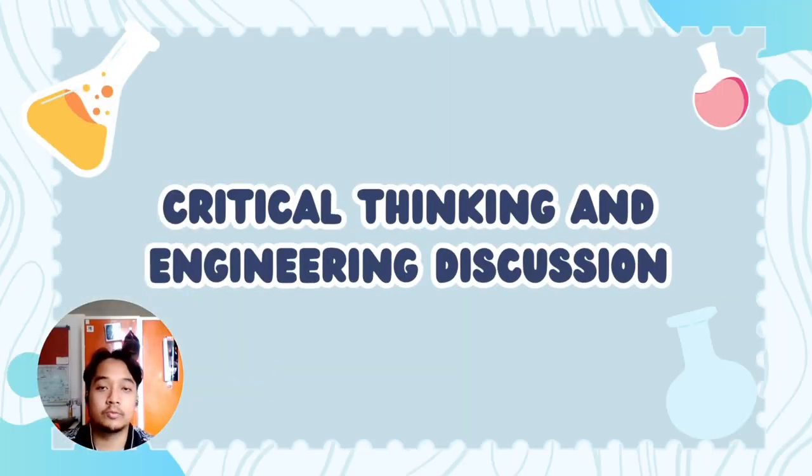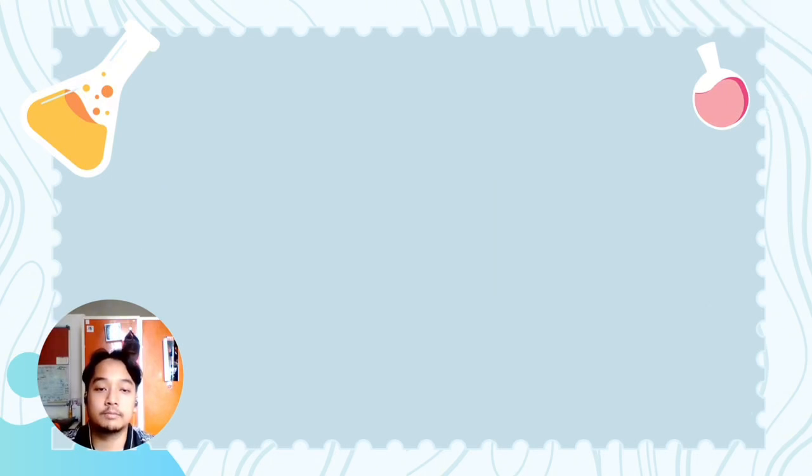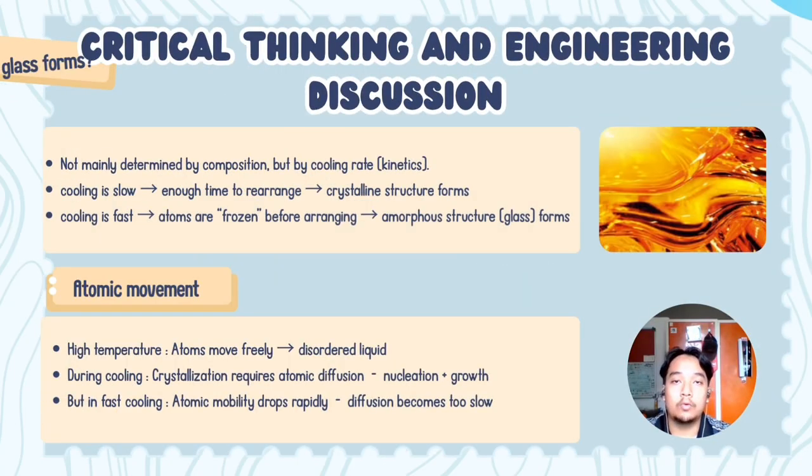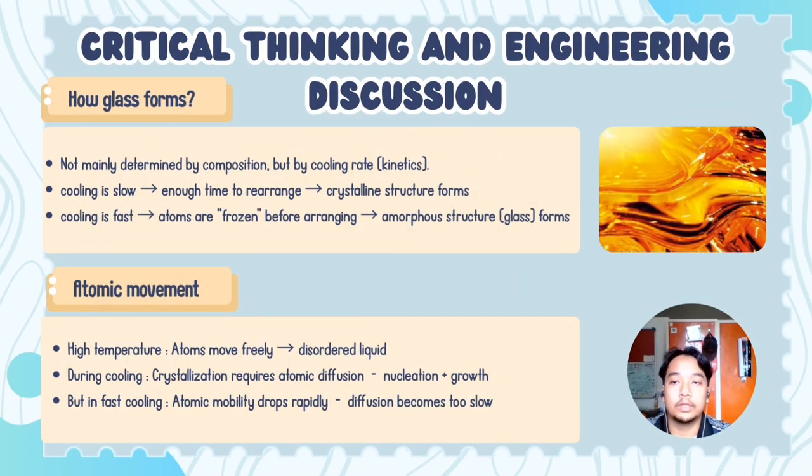Hello, so for now I will explain about the critical thinking and engineering discussion of glass formation. So how does glass form? Glass formation is mainly controlled by cooling rate. When the molten material cools slowly, the atoms have enough time to arrange themselves into a regular ordered pattern. As a result, a crystalline structure is formed.